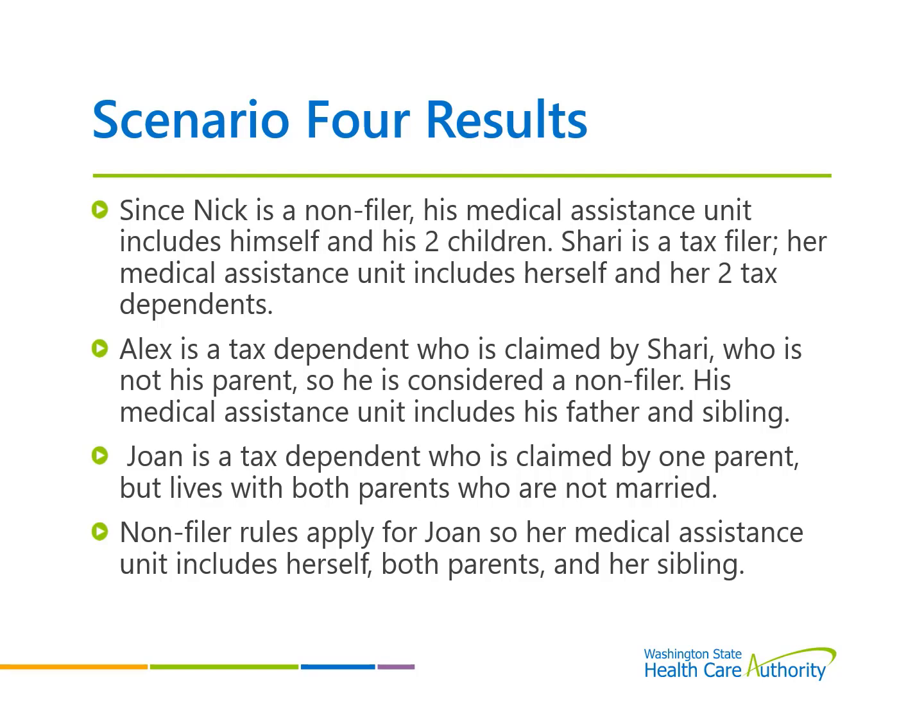Joan is a tax dependent who is claimed by one parent but lives with both parents who are not married. Non-filer rules apply for Joan, so her medical assistance unit includes herself, both parents, and her sibling.